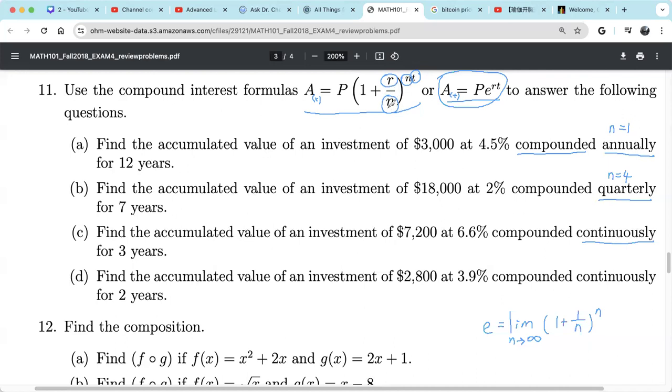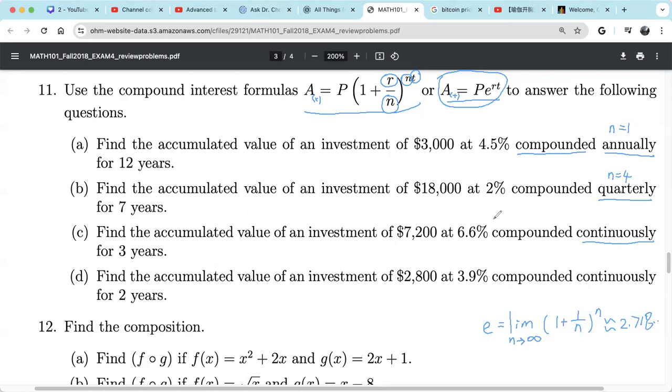So n is a number. But when we go continuous, n goes to infinity. So this is the definition of e. If you press it into a calculator, the approximation is 2.718. It's an irrational number, just like pi.